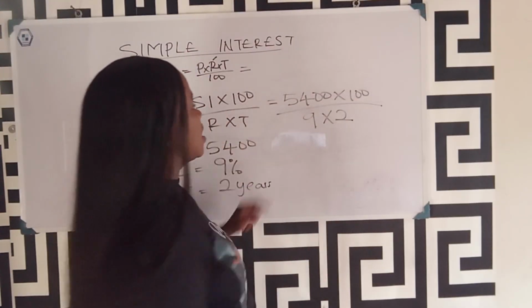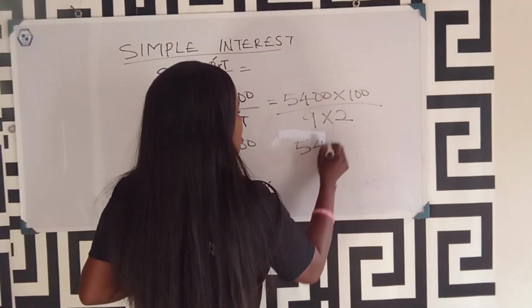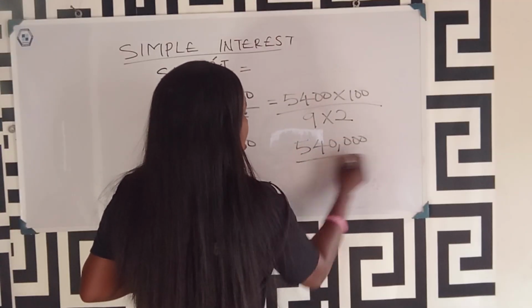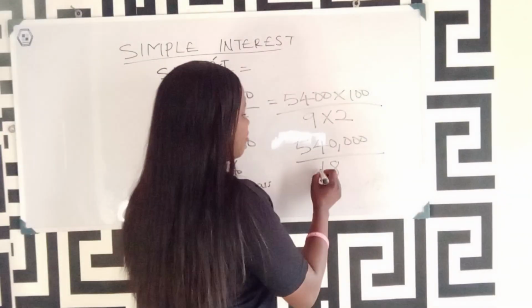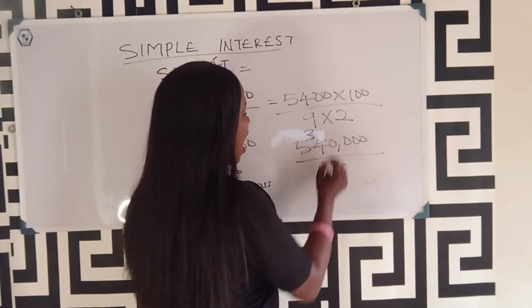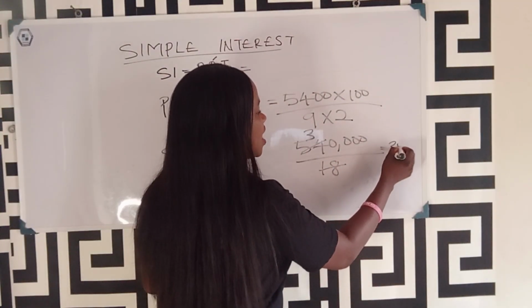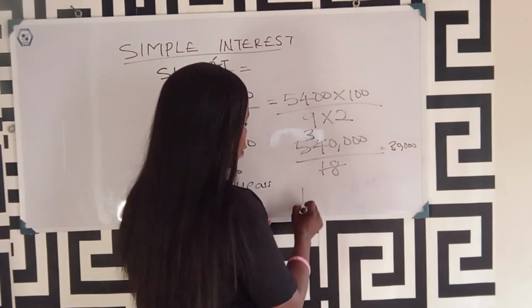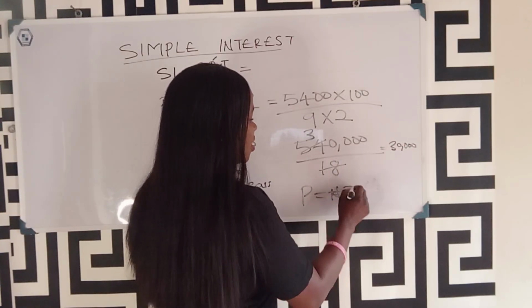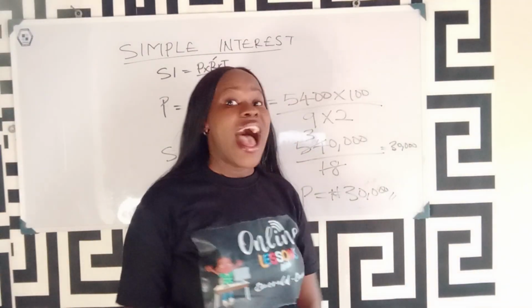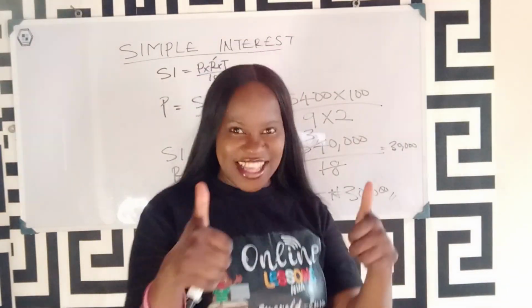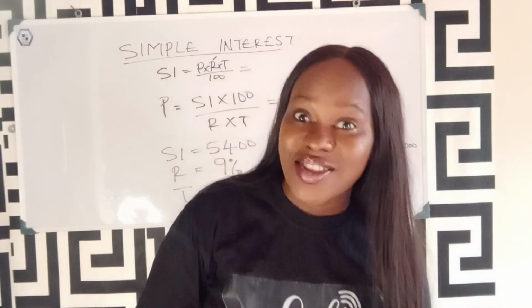5,400 times 100 is 540,000. 9 times 2 is 18. So if you divide this, you are having 30,000. So your principal is equal to 30,000 naira. This is the final answer, and I hope that was simple. Yes. So I'm going to be giving you your classwork to do now.